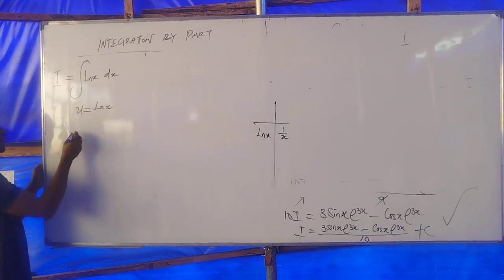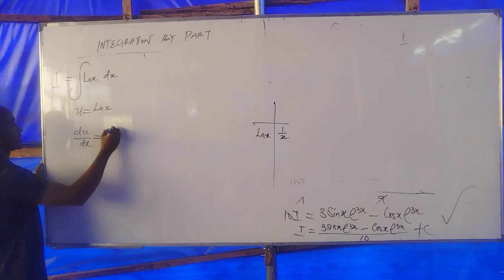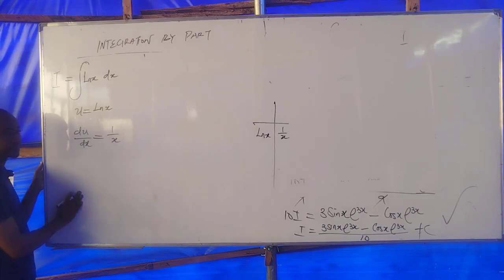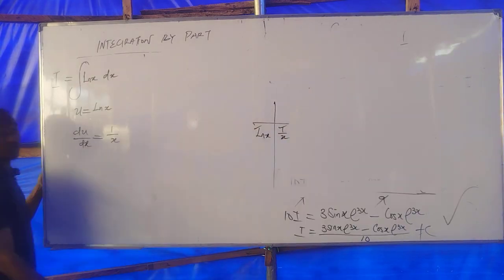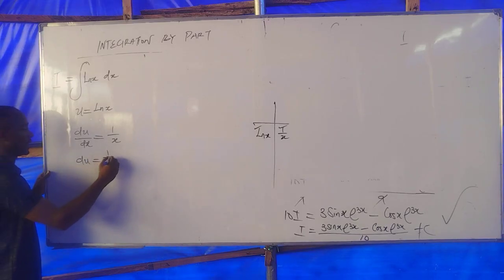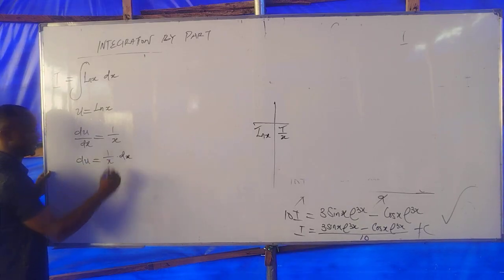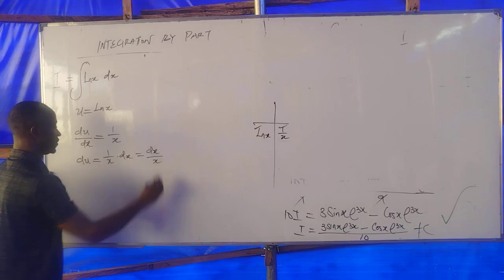Now we know that our u is ln x. Let's find our du. That will give us 1 over x. If we differentiate ln x, the answer is 1 over x. So that means here, our du becomes 1 over x dx, which is the same as dx over x.